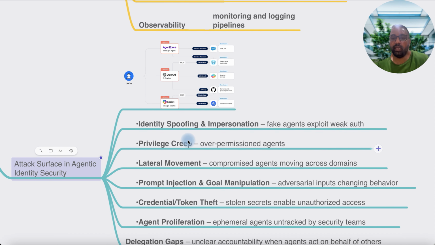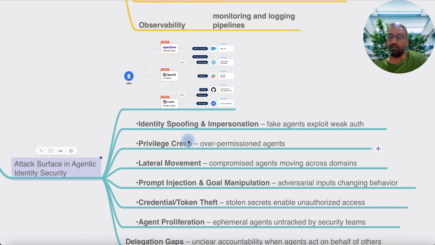So first thing could be fake agents can exploit weak authentication if it's not properly implemented. So this goes into the bucket of identity spoofing and impersonation as an attack surface. Second could be privilege creep, which is excessive permissions given to agents. Third could be lateral movement, which is compromised agents moving across domains that they are not supposed to access.